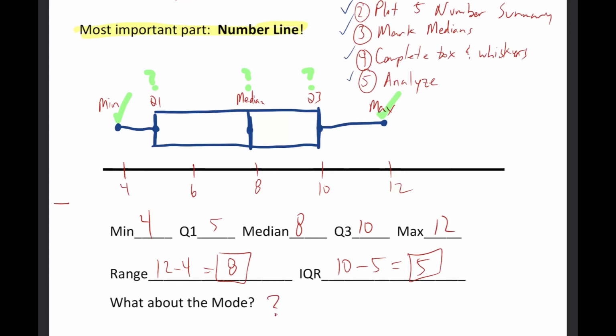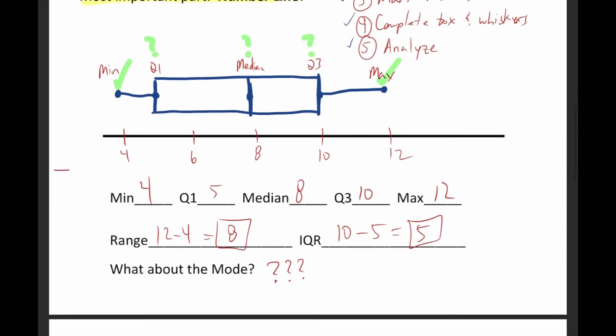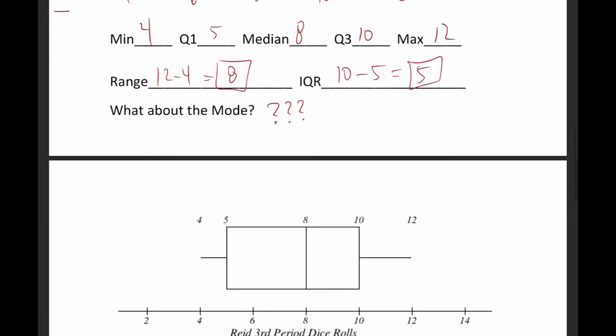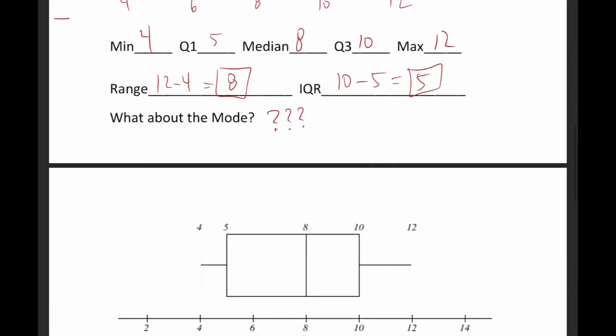So I have no idea what my mode is, and I have no idea how many pieces of data I have. I have no idea how many pieces are in each section or quartile. And so there's some drawbacks to a box plot. All right, so let's look at my box plot and let's compare it. So this is the same box plot that we just made.